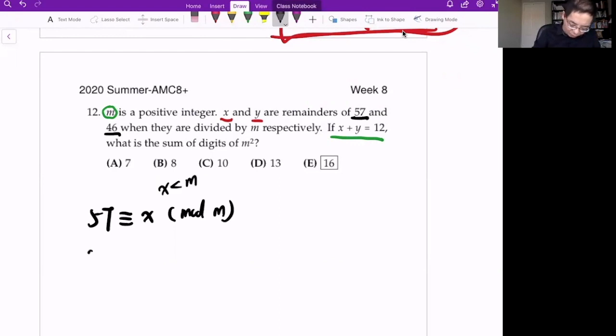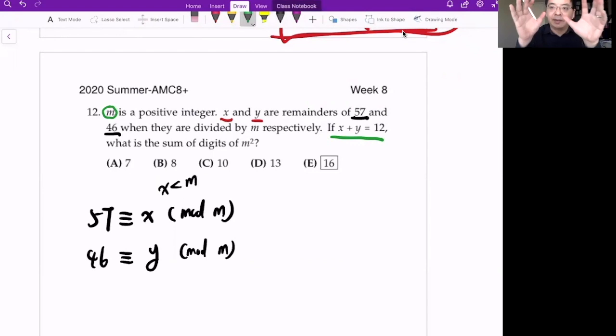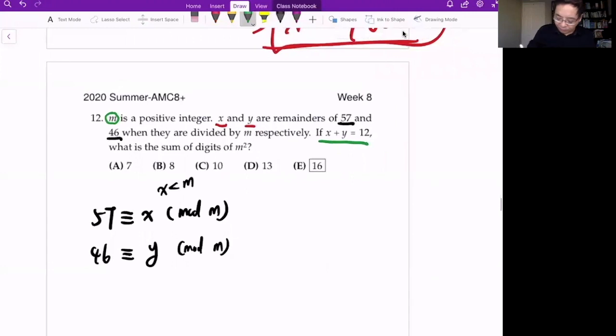Now the second one, 46 divided by the same n, the remainder is y. I also use this notation to represent that. Now there's a very important property about remainders. That is, remainders obey the standard arithmetic rules. So what I mean is the following. Say I know 57 and 46 have the remainders x and y.